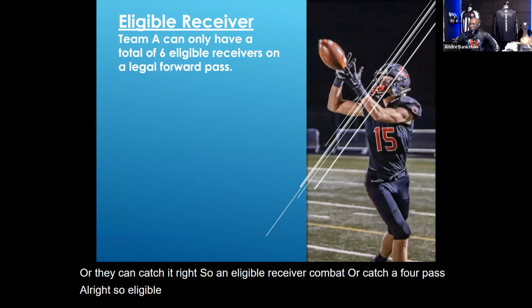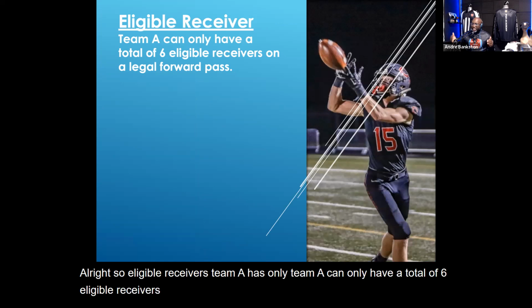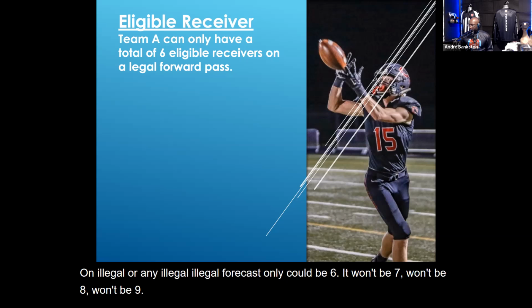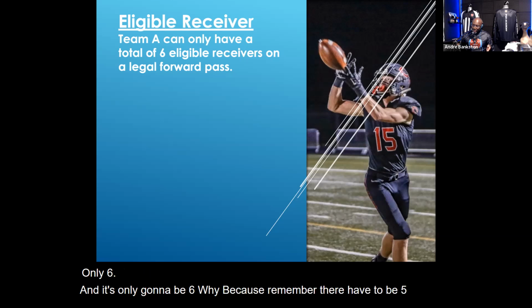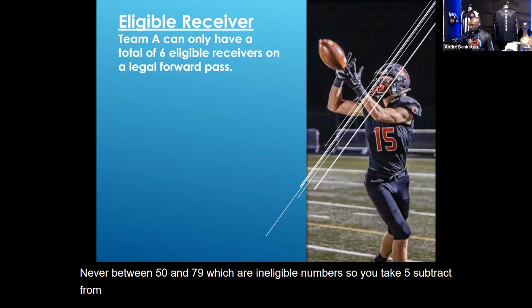Team A can only have a total of 6 eligible receivers on a legal or any illegal forward pass. Only can be 6. It won't be 7, won't be 8, won't be 9, only 6. Why? Because remember, there have to be 5 players on the line, numbered between 50 and 79, which are ineligible numbers. So you take 5, subtract from 11, will give you 6.